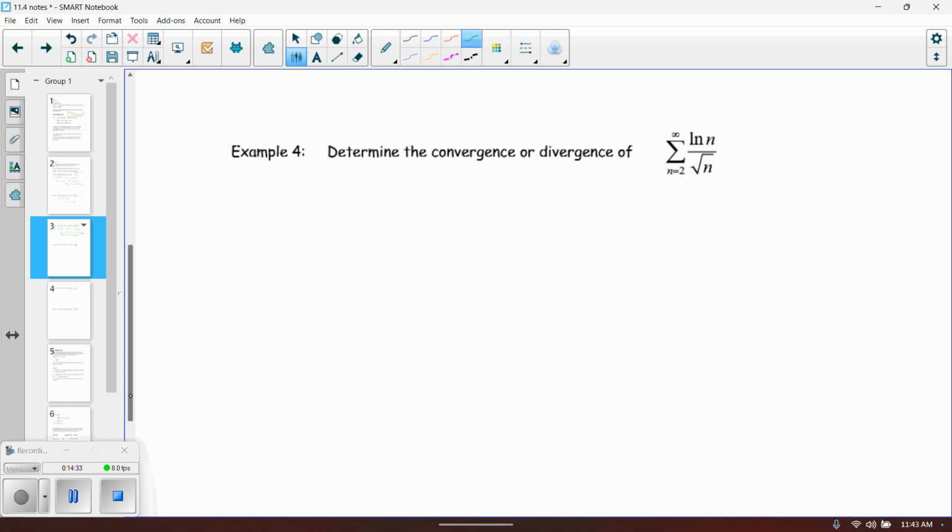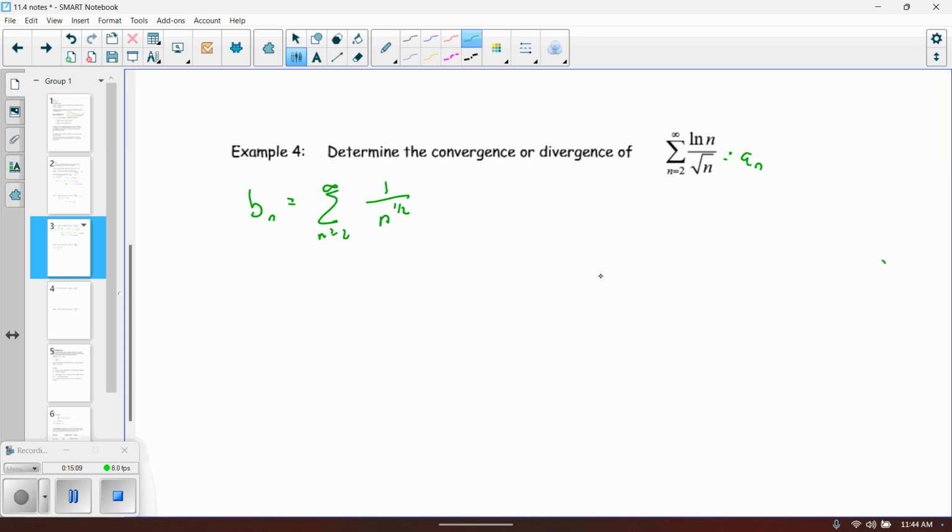This does not fit the criteria for any of the other things, geometric, p-series, all that kind of stuff, but we can remove just one piece of this and have it resemble a p-series. So if we just take out the natural log of n part, so again, we're going to call this part a sub n, we're going to define our b sub n, n equals 2 to infinity for our sum, as 1 over the square root of n. The square root of n is the same thing as n to the 1/2 power. So now it looks like a p-series.